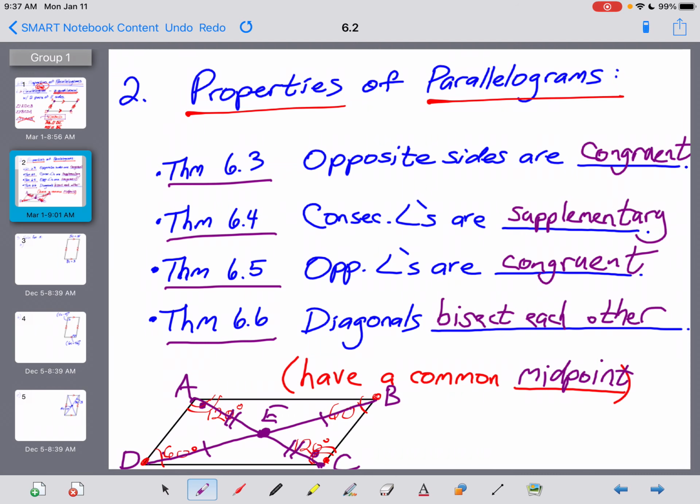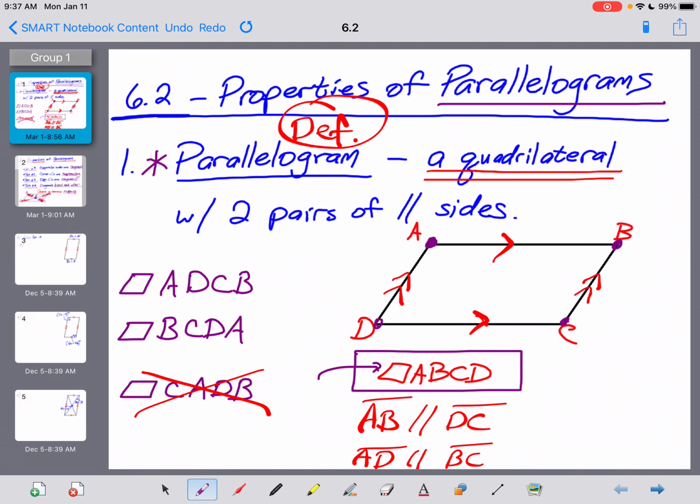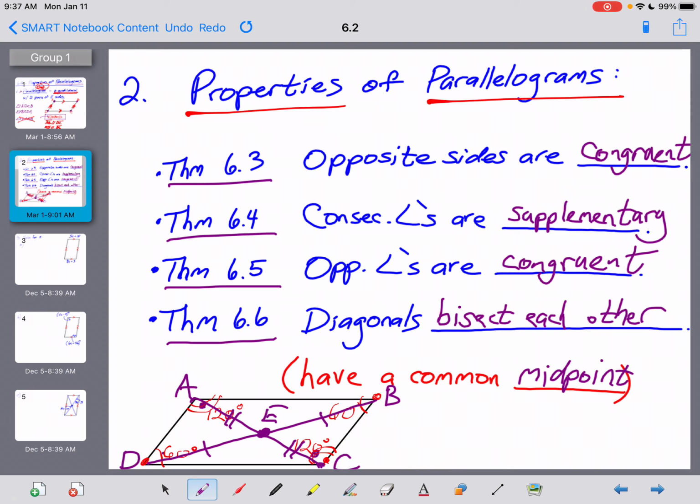So let's put these last two slides together in context here, everybody. We learned our definition of a parallelogram, opposite sides parallel. And then following from that, there are 4 theorems that tie in as properties of parallelograms. Opposite sides are congruent, consecutive angles are supplementary, opposite angles are congruent, and the diagonals bisect each other. They share a common midpoint. So we are now armed, everybody, with 5 important pieces of information about parallelograms. 1 was the definition, and 4 of them were properties.